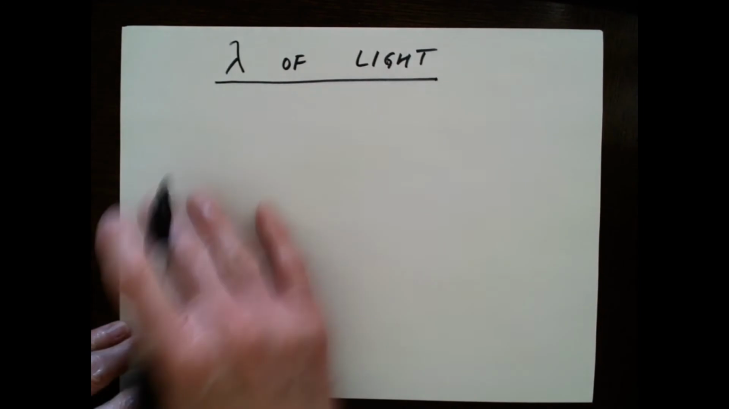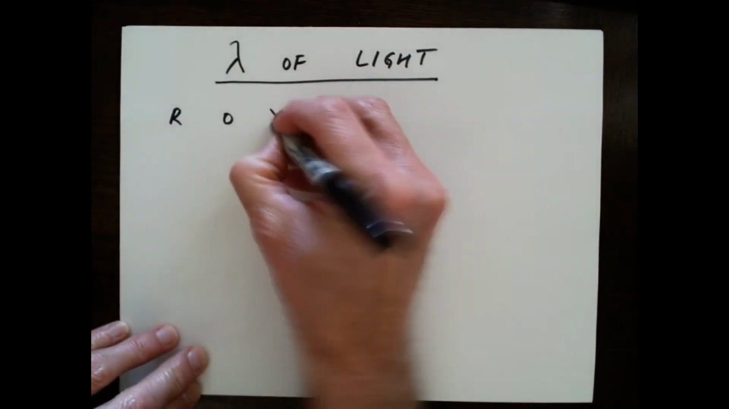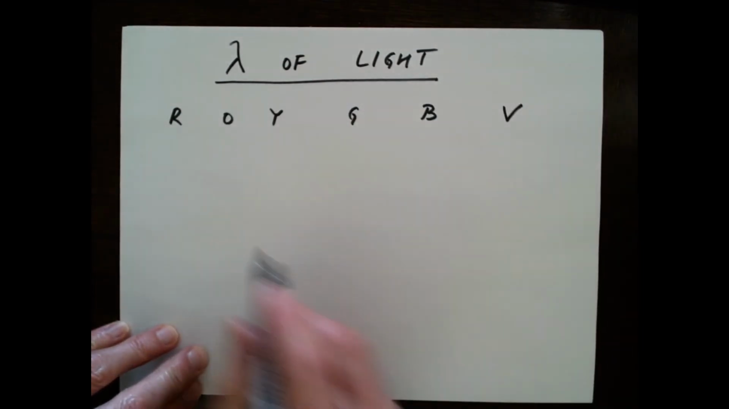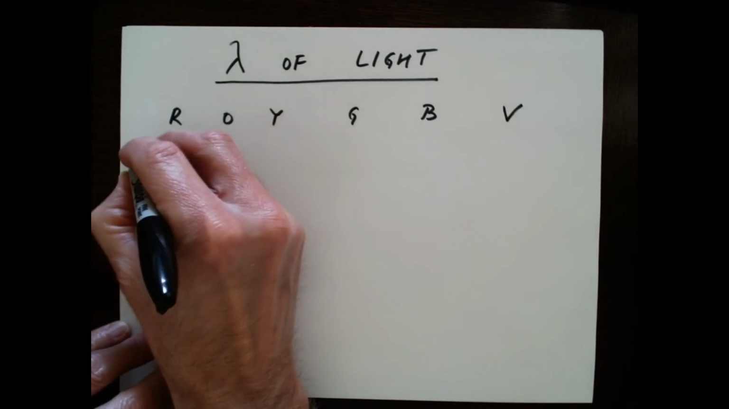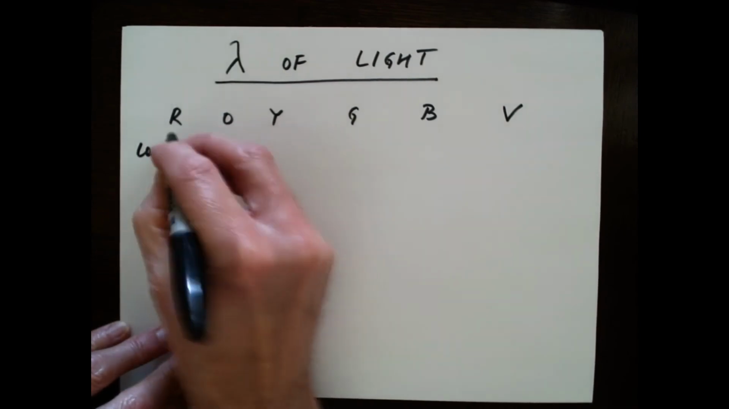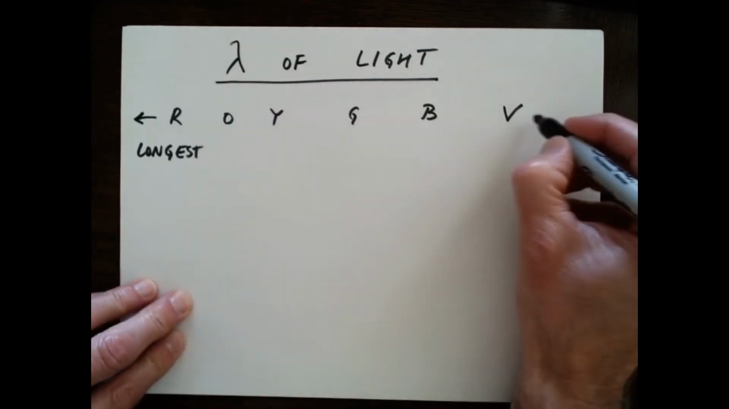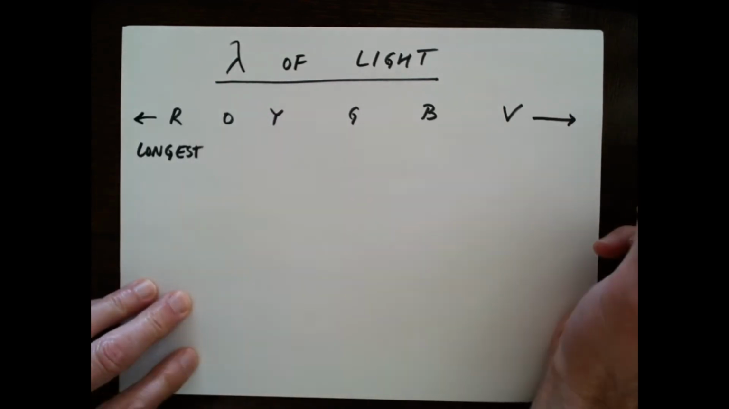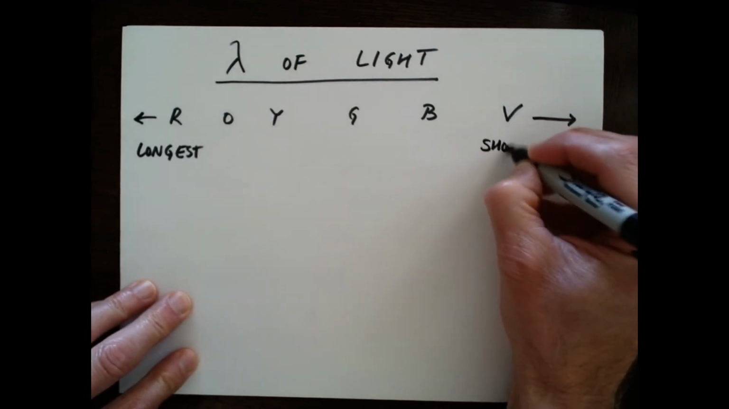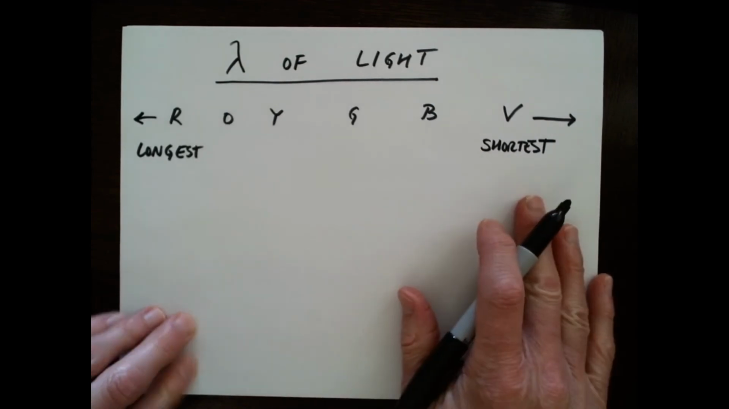If we're looking at the rainbow, so we're looking at red, orange, yellow, green, blue, and violet light, it turns out that the red light is going to have the longest wavelength of the colors of light you can see. Of course, there's longer waves in this direction that we cannot see, and there's shorter waves in this direction that we can't see. But violet light, that's going to have the shortest wavelength of all the colors of light that you can see.